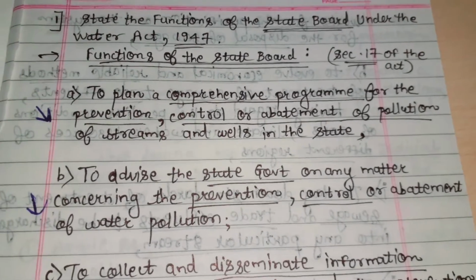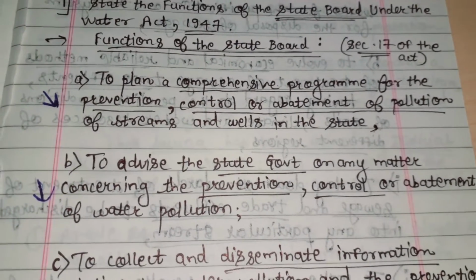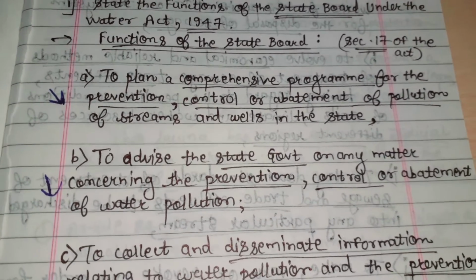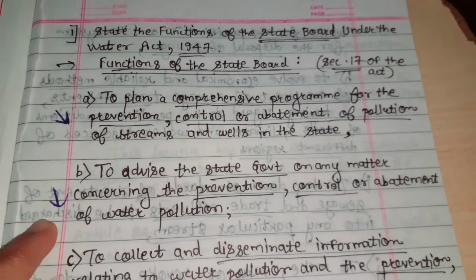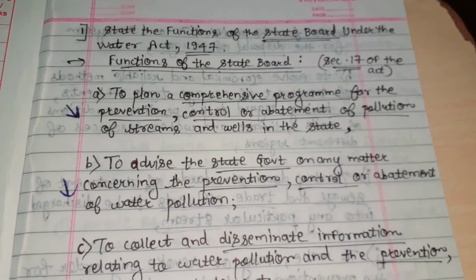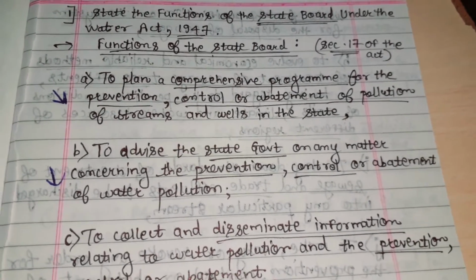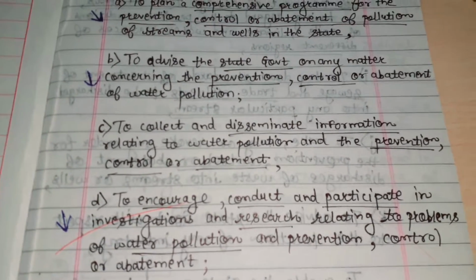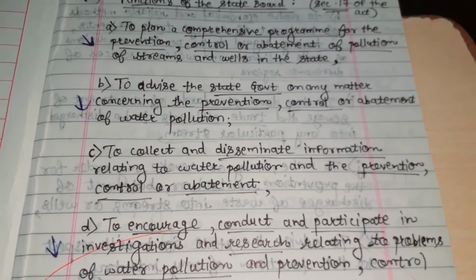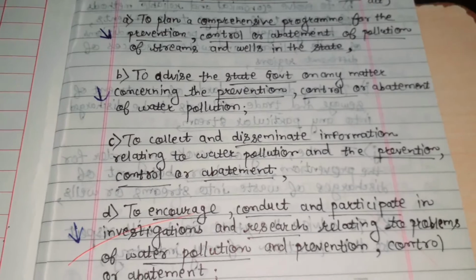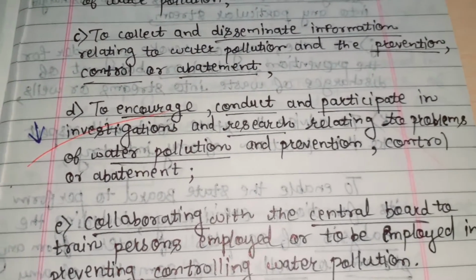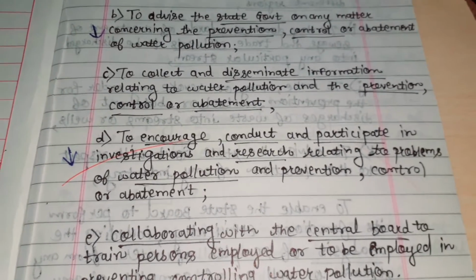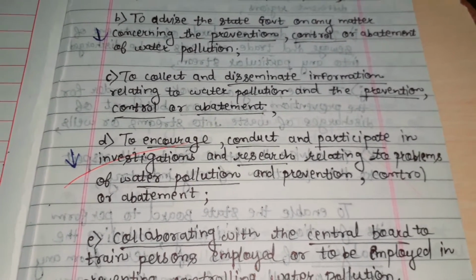First is to plan a comprehensive program for the prevention, control or abatement of pollution of streams and wells in the state. To advise the state government on any matter concerning the prevention, control or abatement of water pollution. To collect and disseminate information relating to water pollution and its prevention, control or abatement. To encourage, conduct and participate in investigations and research relating to the problems of water pollution, prevention, control or abatement.